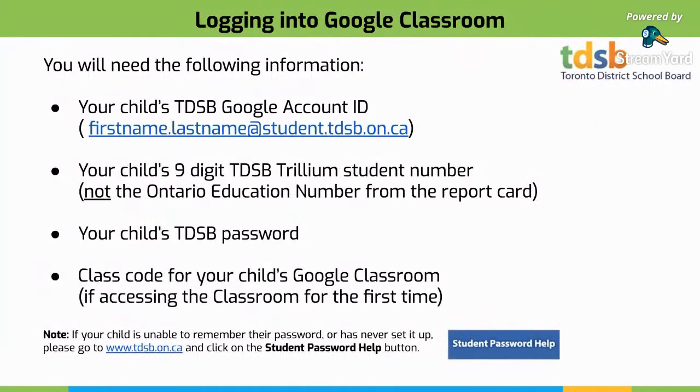So in terms of logging in to Google Classroom, there's a few pieces of information that you'll need. The first thing you'll need is your child's TDSB Google account, which looks like firstname.lastname@student.tdsb.on.ca. You'll need your child's 9-digit Trillium student number, which is not the Ontario education number from the report card, but the 9-digit Trillium number is the number that is used for students to log in to the Wi-Fi at school. It's used to log into Windows devices at school. It's on the student's library card. So it's something that they would use fairly often throughout a regular week at school.